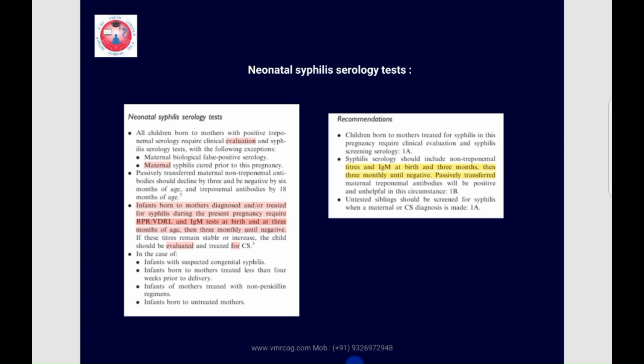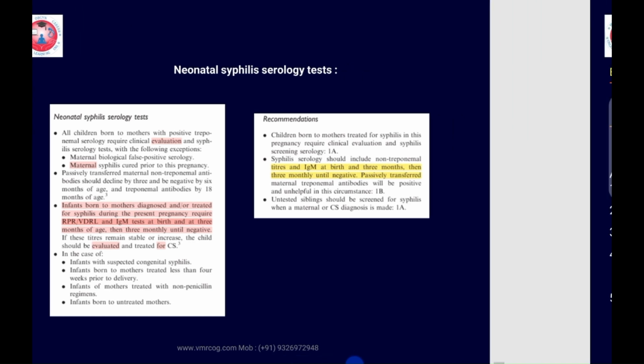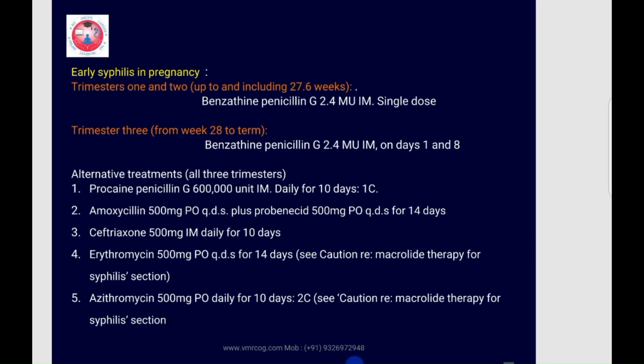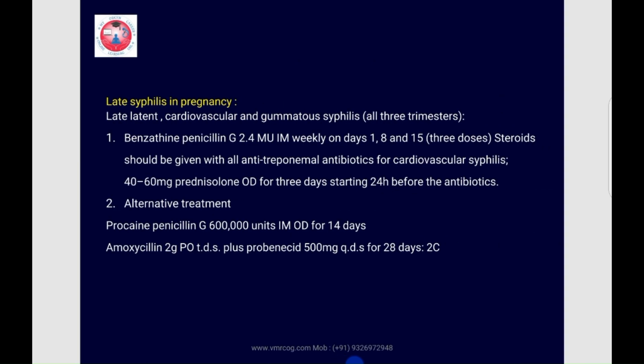Okay, so what is the treatment if the mother has received treatment for syphilis in this current pregnancy? Okay, so you have to find out what exactly is given in this scenario. Early syphilis, we have seen the benzathine penicillin single dose, then an additional dose in the third trimester. In early syphilis, we have seen procaine penicillin, amoxicillin, ceftriaxone, erythromycin and azithromycin are not favored. So this treatment we have covered. Late syphilis also we have covered, so we'll skip this particular slide.